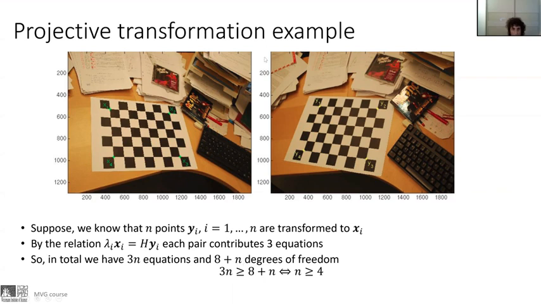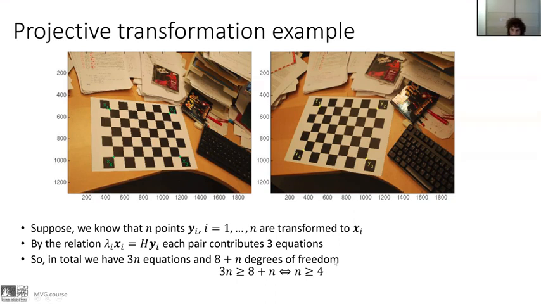n degrees of freedom which came from what? Why would you have an extra n degrees of freedom? Anybody know? The lambda_i value? Exactly, yeah, lambda_i. Lambda_i extends the number of degrees of freedom by n. Therefore, we have 3n equations and 8 plus n degrees of freedom. Therefore, n should be greater or equal to 4.